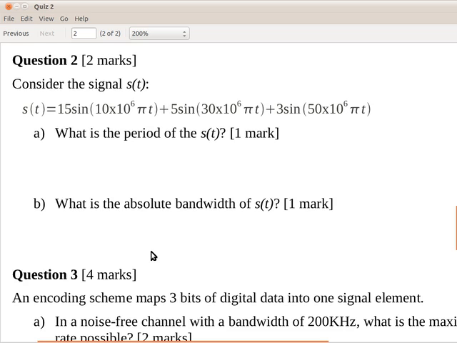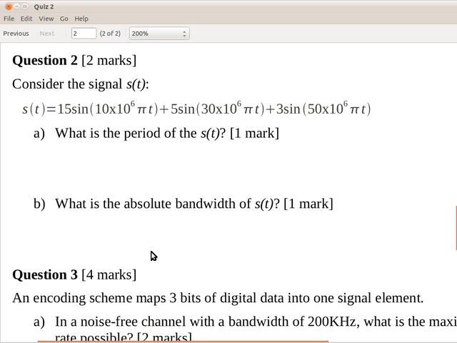First question, what is the period? Well, period is the inverse of the frequency. If the signal has frequency 5 megahertz, 5 million, the period is 1 divided by 5 million. So that would be the answer there, which is 0.2 microseconds. That's the time for one waveform, one cycle.